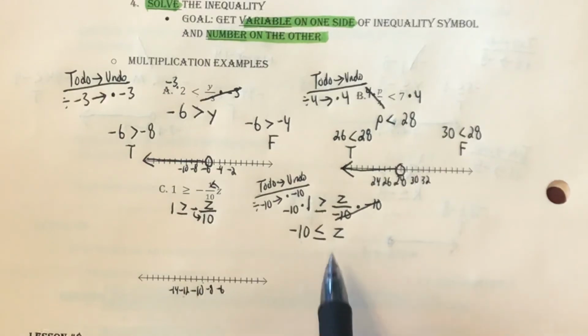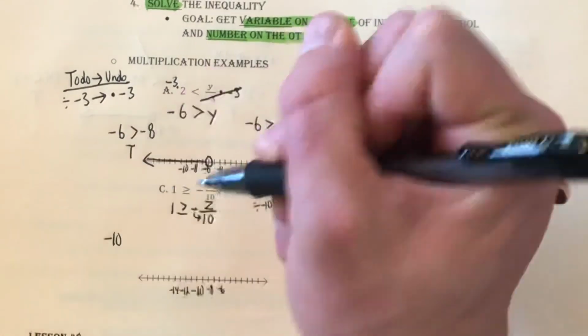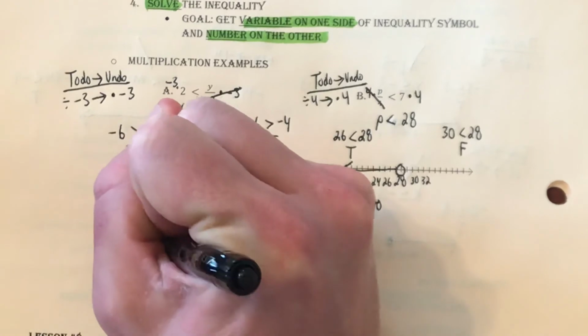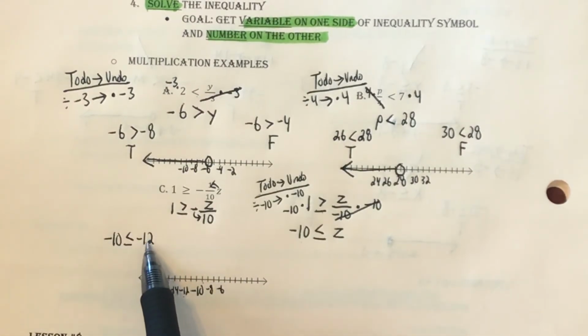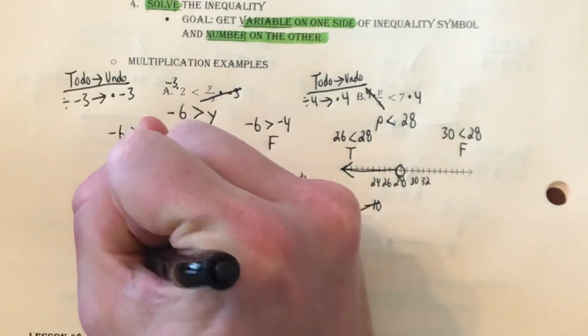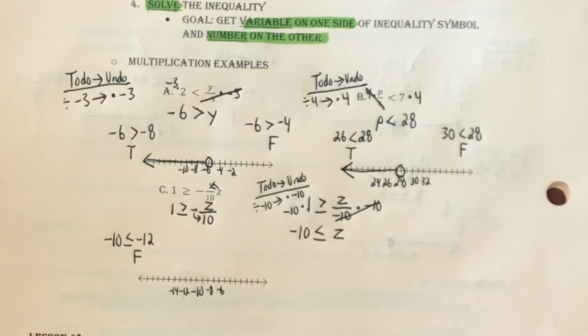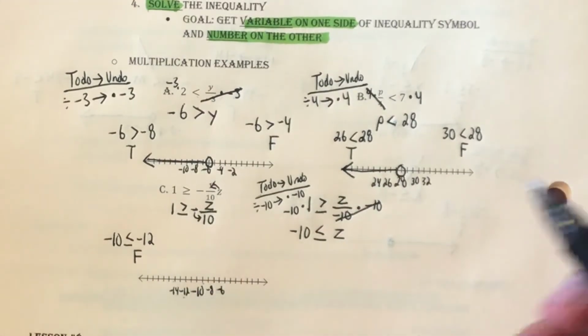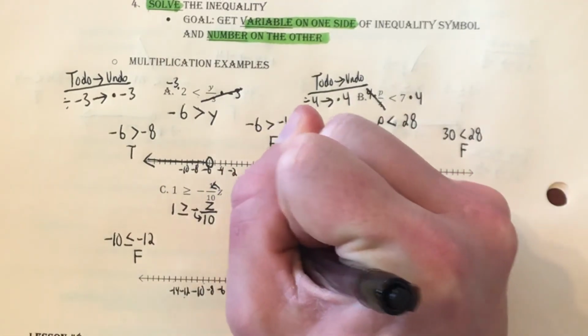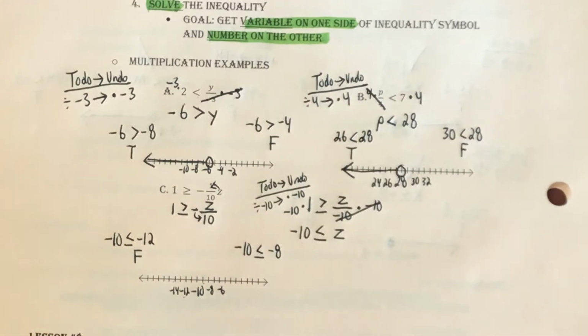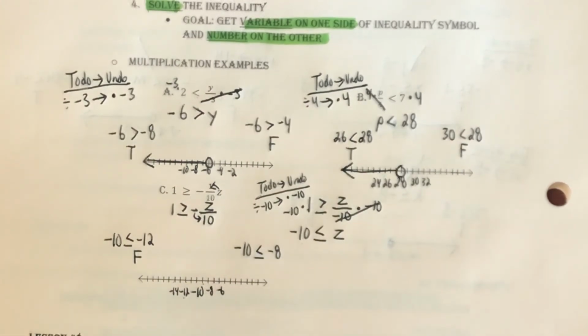I'm going to plug that in for z. So I've got -10, which is less than or equal to -12. Well, is that true? Well, -10 is not equal to -12, and it's also not less than -12. It's greater than. So this is false. So that should mean my arrow is moving to the right, but let's check a number to the right of -10, and I choose -8. So let's plug that in. So -10 is less than or equal to -8. Well, is -10 equal to -8? No, it's not, but it is less than -8, so that is true.